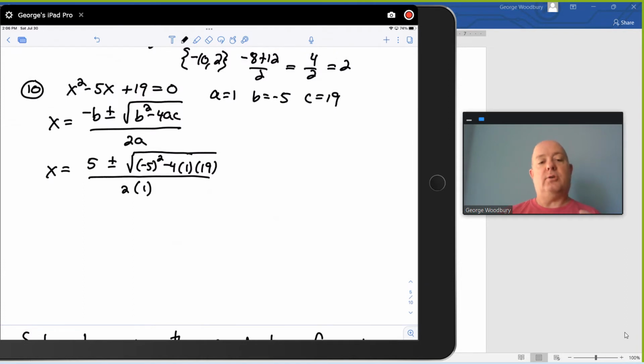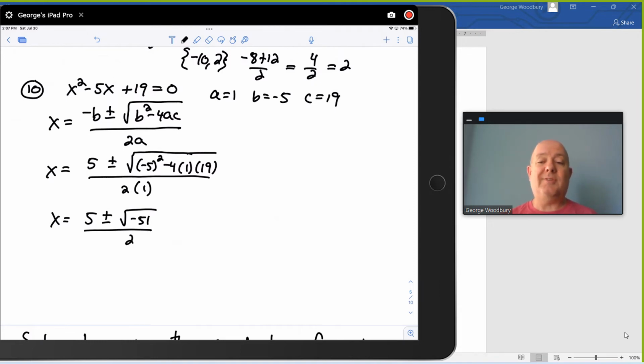On your calculator, try to simplify that radicand all in one shot. Now that negative 5 squared should end up being positive 25. And so when we square that number, we really can ignore the negative sign. That's going to be 25 minus 76, and that works out to be negative 51. So you can verify that on your calculator, but I'm going to jump right through that. X equals 5 plus or minus square root negative 51 over 2.